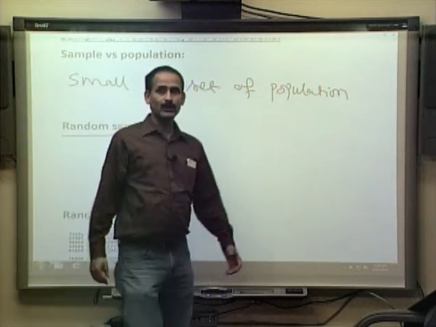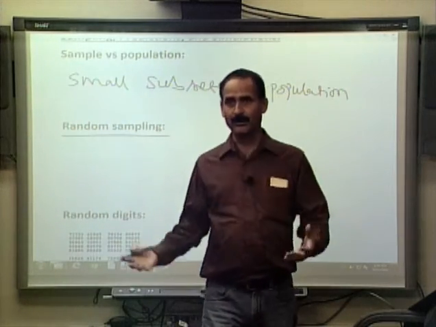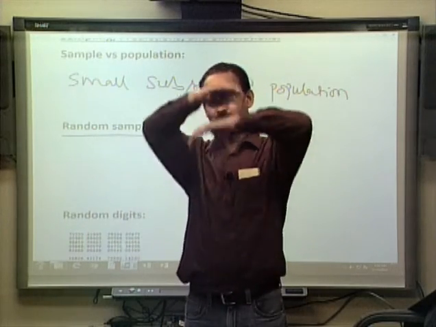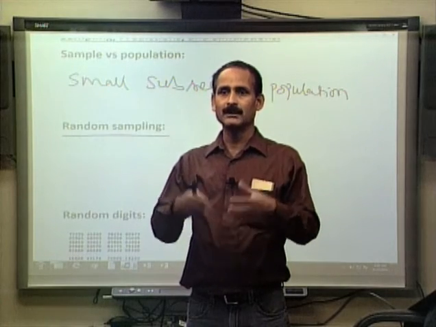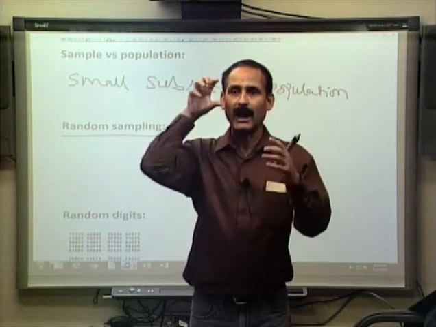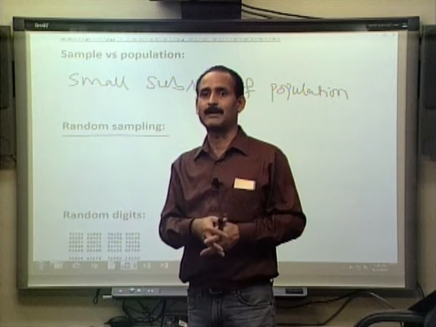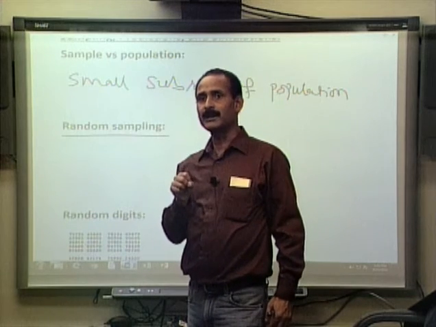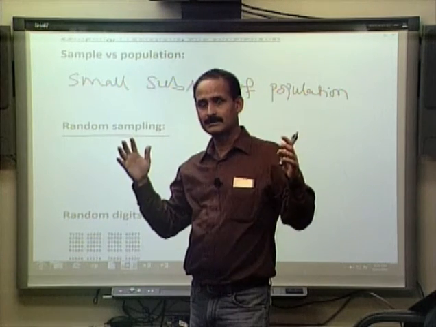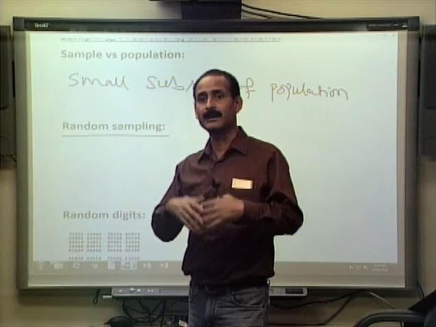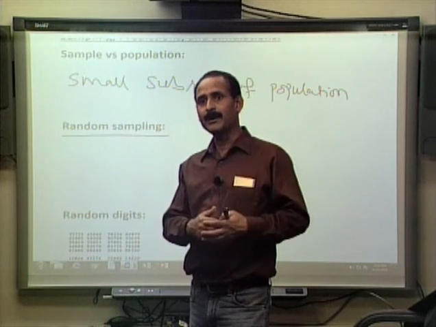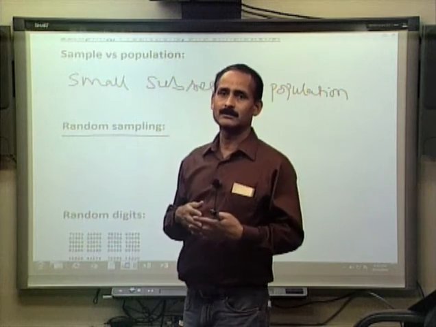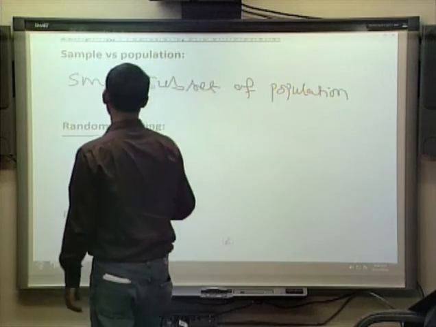Random sampling. In order to get a sample, we apply various methods. In order to choose 20 people out of 1 million people, the set of 1 million people is the population. The set of 20 people we select out of that 1 million is what we call the sample. In order to identify the 20 people we want in our sample, there are various sampling techniques. One of the very powerful and very frequently used sampling techniques is called random sampling.